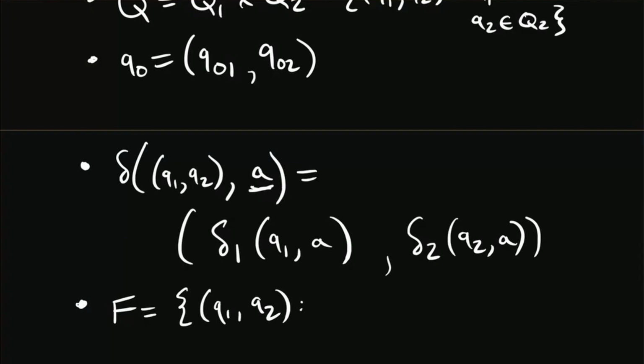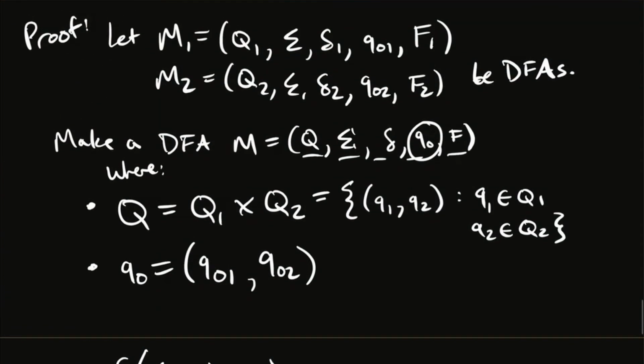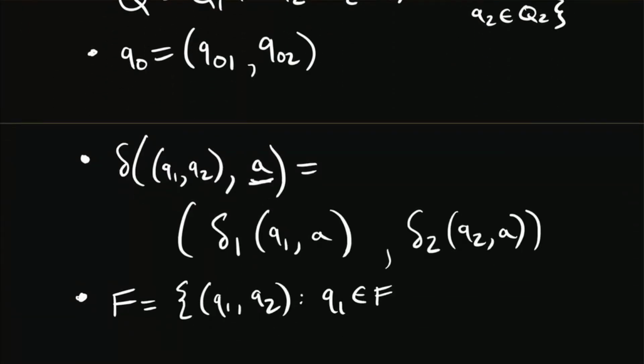So if Q1's a final state or Q2's a final state, are we done? Is that automatically a final state for union? If Q1's final in the original machine, or Q2 is a final state in the original machine, are we done? Cool. So how do I figure out that Q1's a final state or not? It's an element of its final states, which in this case is F1. So Q1 is a member of F1, or Q2 is an element of F2.